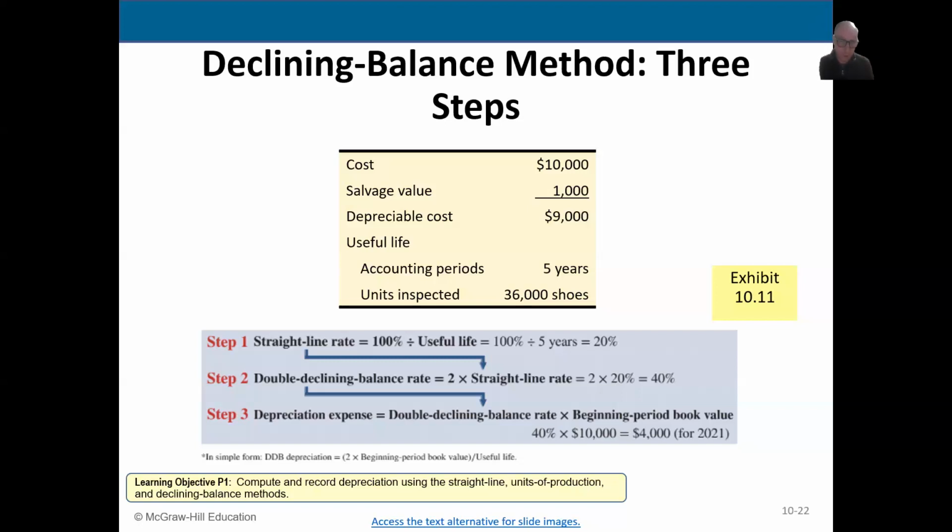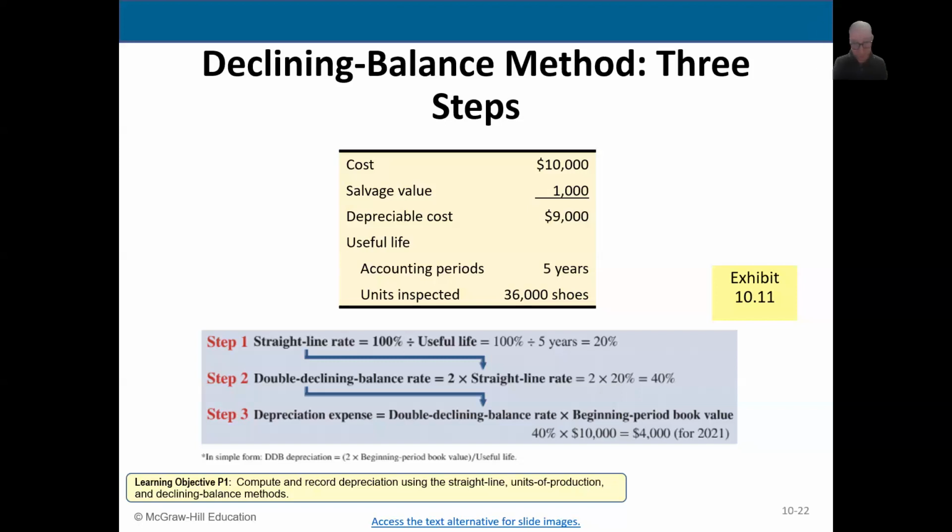Step 2, we find the double declining balance rate. This is very easy. We take 2 times the straight line rate. 2 times 20% is 40%. Okay?